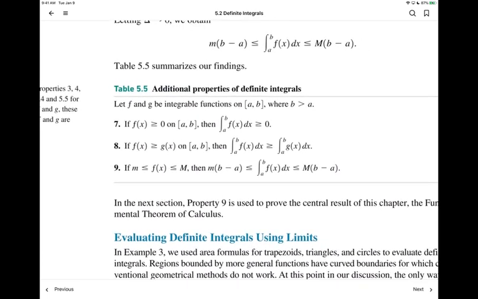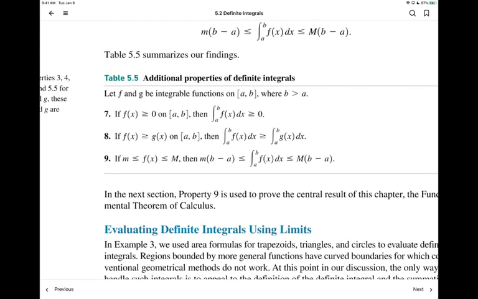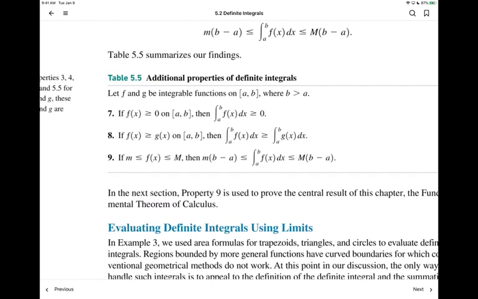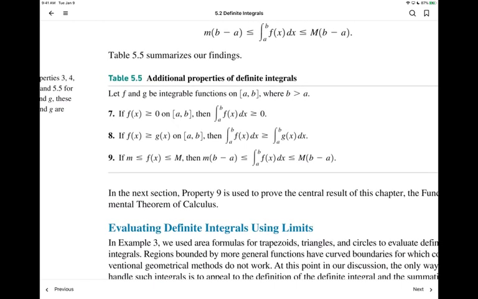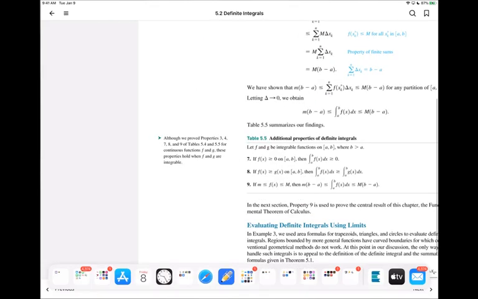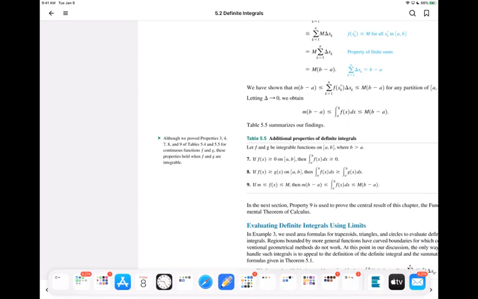It says if f is between m and M, then m times (b minus a) is less than the integral, which is less than big M times (b minus a). And in our context, b minus a is just h for that example that we're working on, right? So that makes sense. Okay, so that was a direct application of it from that table.